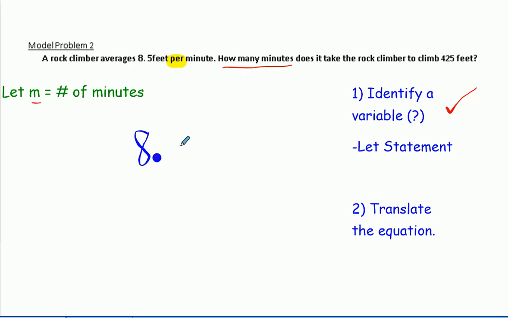8.5 feet per minute. Now, since the minute is here, and I don't know how many minutes, obviously my letter M, per means times. My letter M is going to go right next to 8.5. 8.5 feet per minute. Per means times. How many minutes does it take the climber to climb 425 feet?